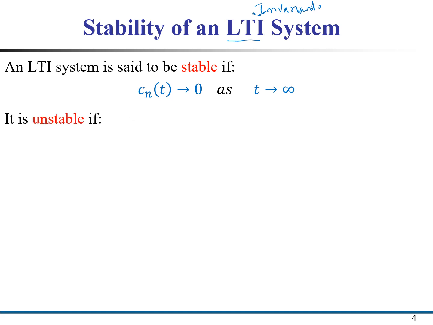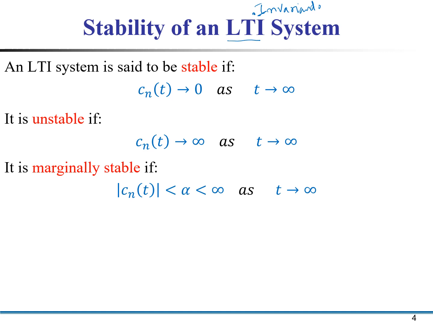The second thing, the system will be unstable whenever the natural response of the system approaches infinity as time approaches infinity. A marginally stable system is the system in which the value of c_n(t) remains bounded. It will not approach infinity, but it will be equal to a real number in the steady state. So it will approach some value alpha.